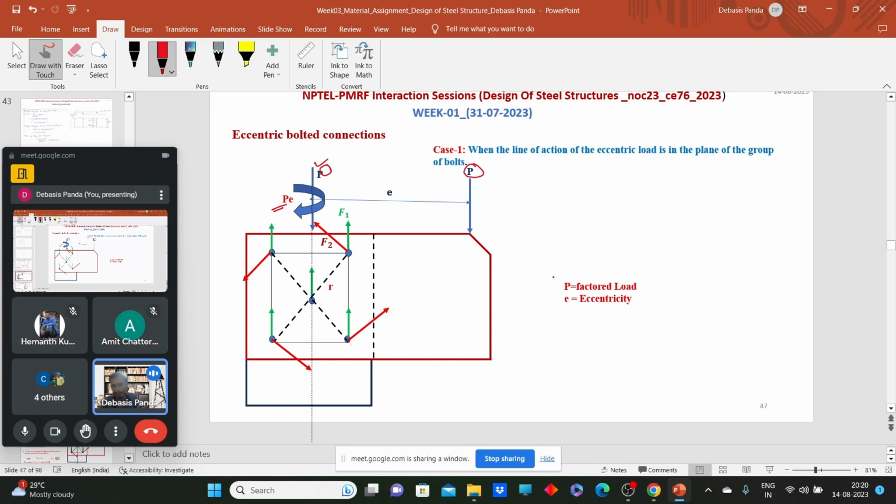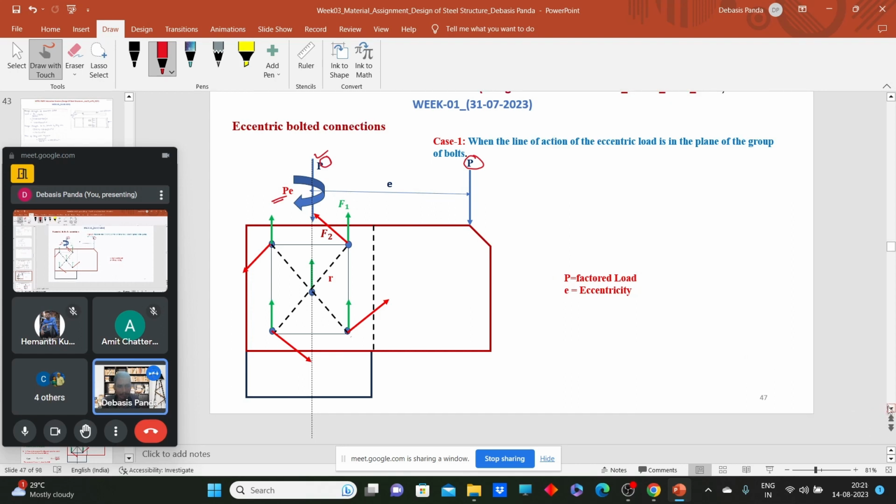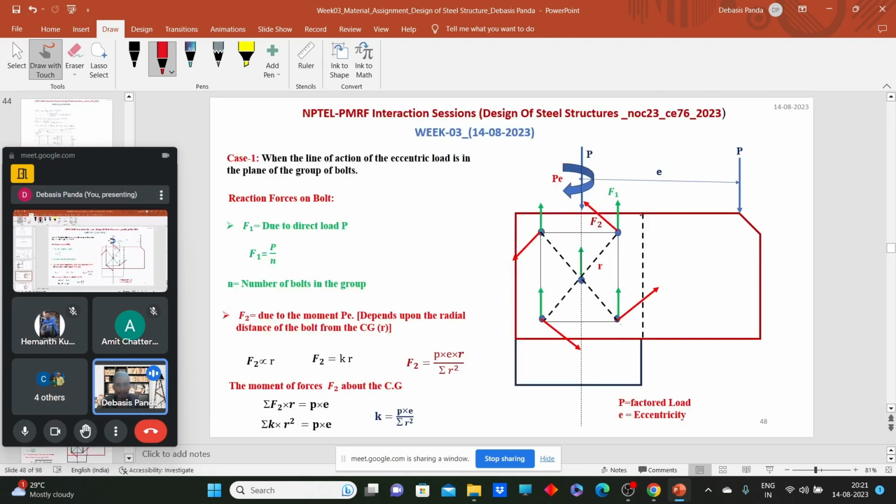So first let's try to understand, due to that P load and due to that PE moment, which kind of forces is actually generated within the bolt. So here we have actually two effects on the bolt. One due to that direct load. So due to that direct load, what will happen?